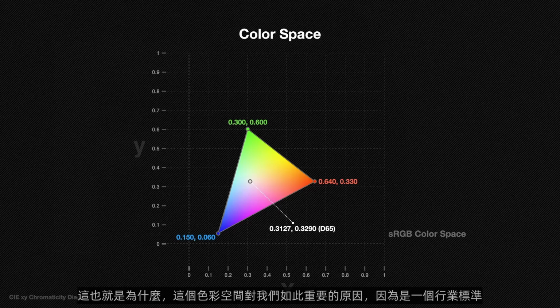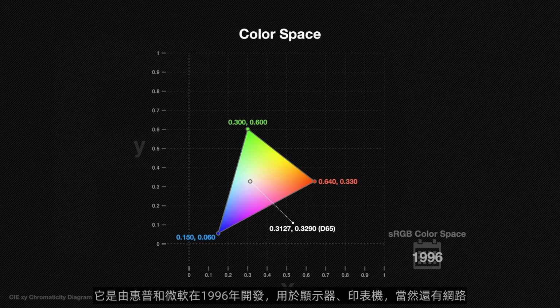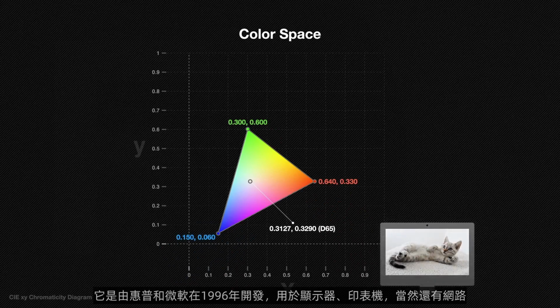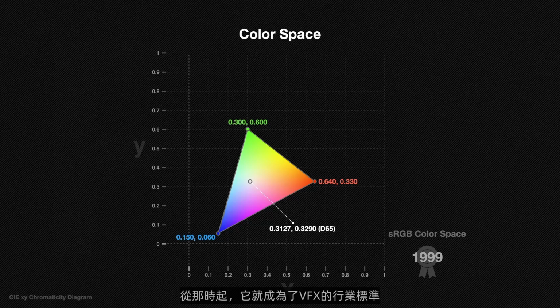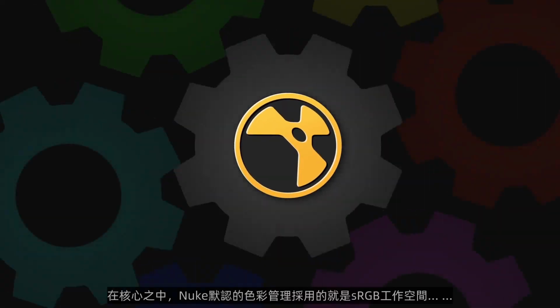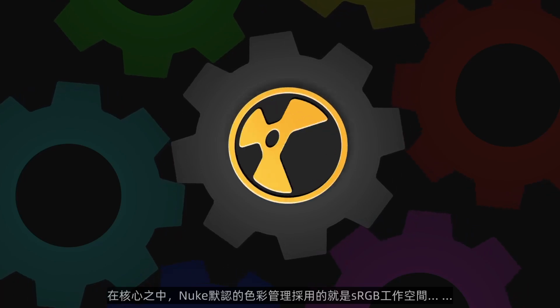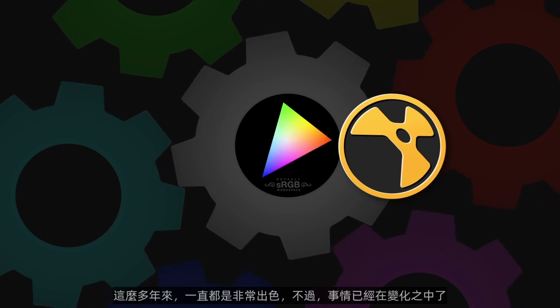This is why this color space is so important for us. It's an industry standard. It was developed in 1996 by HP and Microsoft for monitors, printers, and of course, the web. It was then standardized by the International Electrotechnical Commission, or IEC, in 1999. And since then, it has been an industry standard for VFX. Did you know that at its core, Nuke color management by default uses an sRGB working space, and for all these years it has been great.